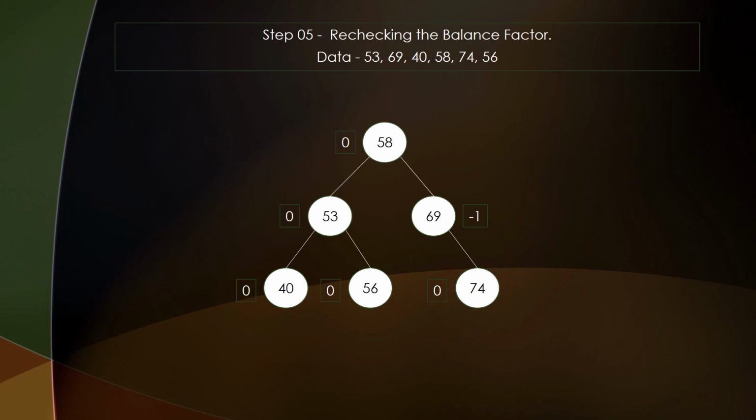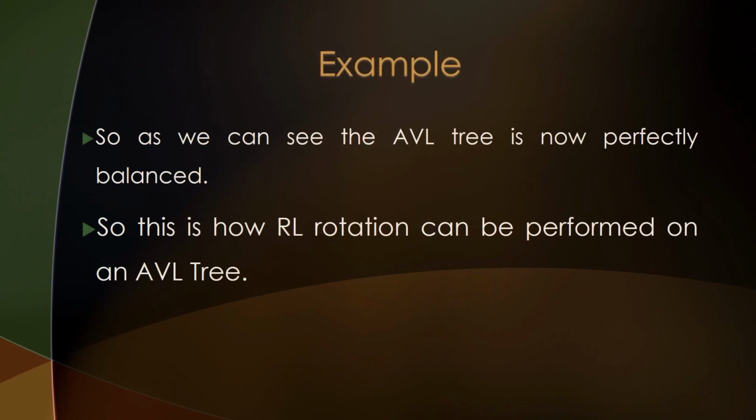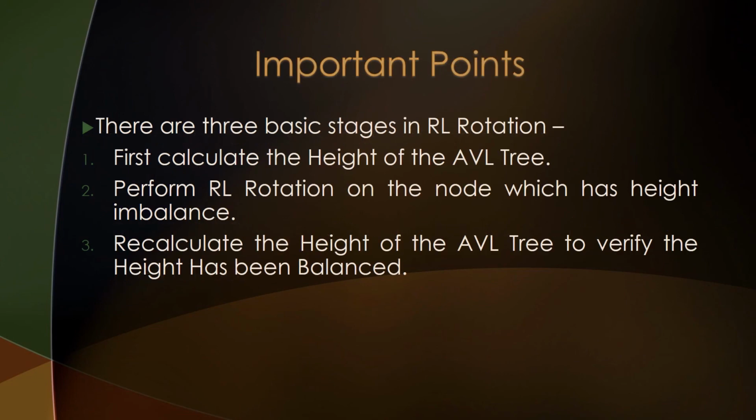So as we can see, the AVL tree is now perfectly balanced, and so this is how RL rotation can be performed on an AVL tree. Now before I conclude this video, there are a few important points to be remembered. There are 3 basic stages in RL rotation. First, calculate the height of the AVL tree. Second is to perform RL rotation on the node which has height imbalance. And third is to recalculate the height of the AVL tree to verify that the height has been balanced. These are the 3 stages how you can perform RL rotation on an AVL tree while inserting a node into the AVL tree.